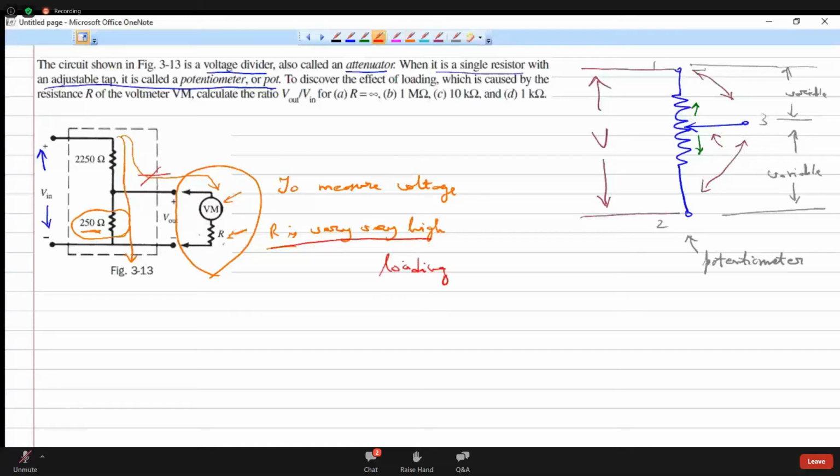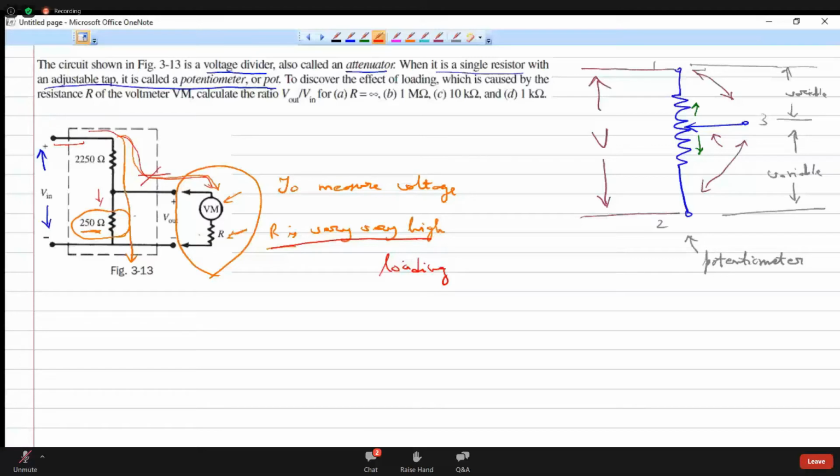If loading is going to happen, what happens is that we use a voltage divider circuit to divide the V in voltage in a particular ratio. If you connect a low resistance voltmeter like this, then all the current will come and flow through this voltmeter, so that the current will not flow through this resistor.